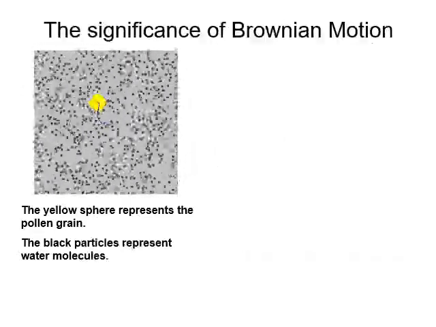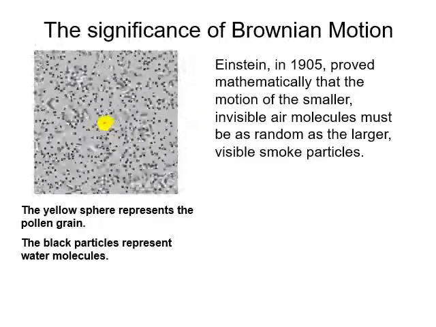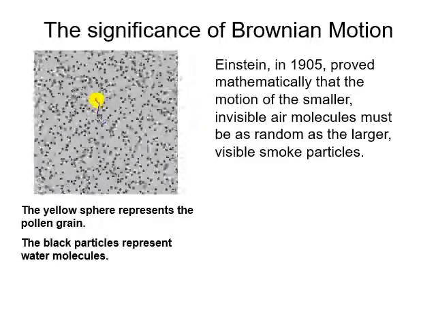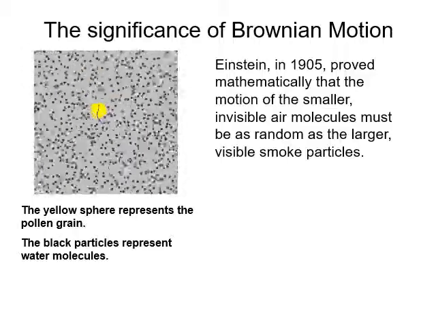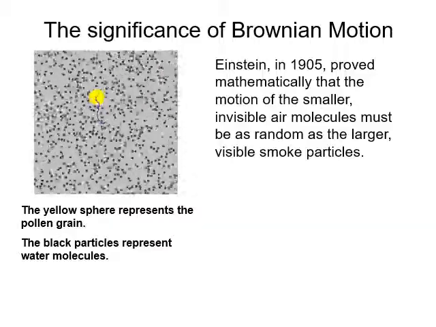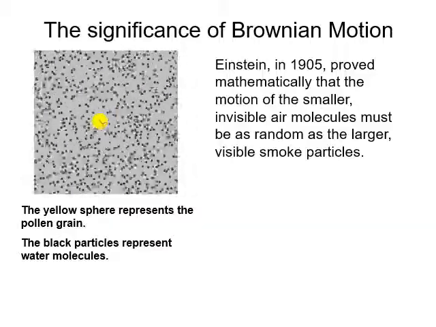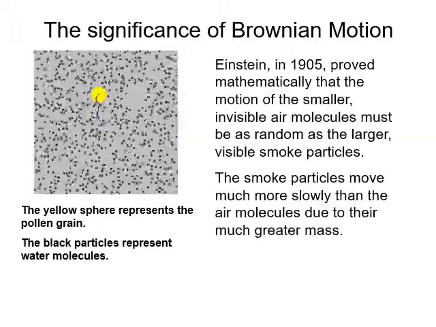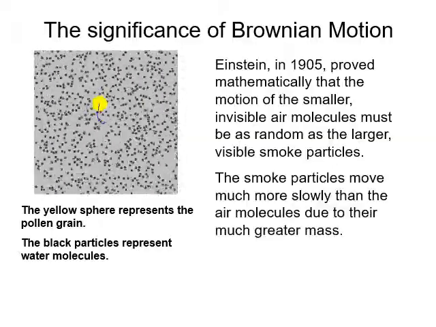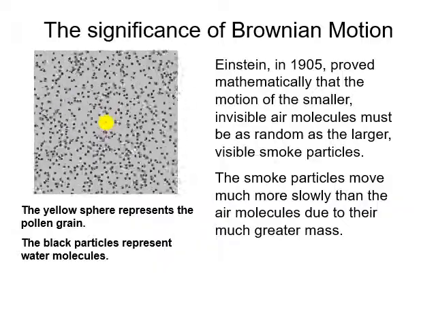So what's significant about Brownian motion? Well, Einstein, that famous physicist, in 1905 proved that the motion of these small, invisible water molecules, if you're talking about pollen grains, must be random, like the larger visible pollen grain. The pollen grain or smoke particles move much more slowly than the water or air molecules due to their greater mass.